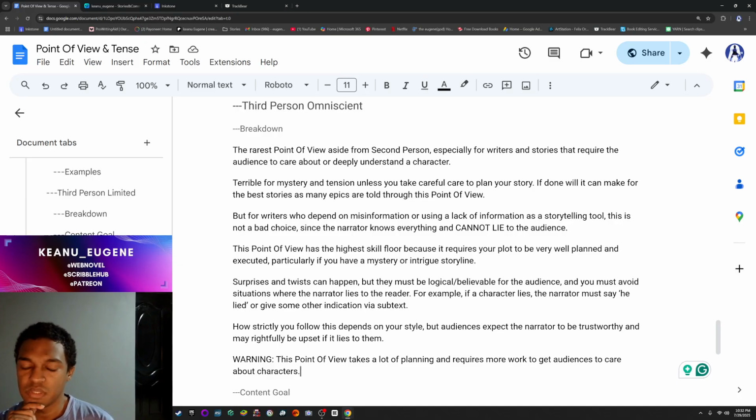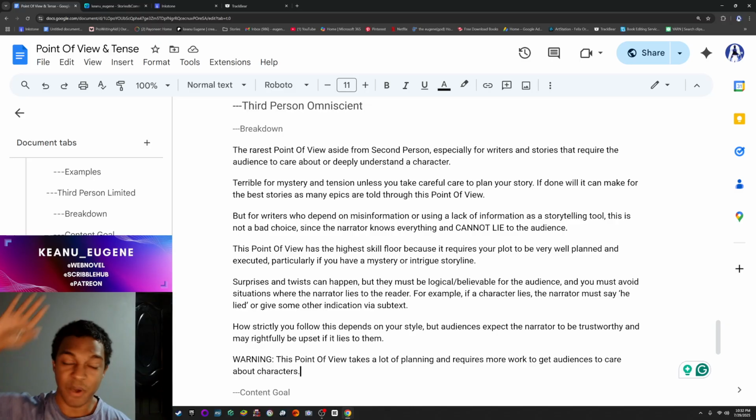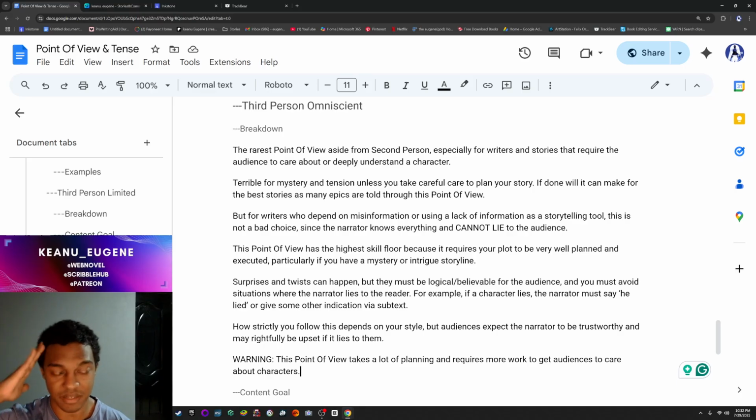So, third person omniscient is God looking down from heaven, right? And if the audience is that far away from a character, it's very difficult to care. The closer they are, such as in the character's head for first person, the easier it is for them to care, because they get more of the character's thoughts, they spend more time with the character, they get attached.